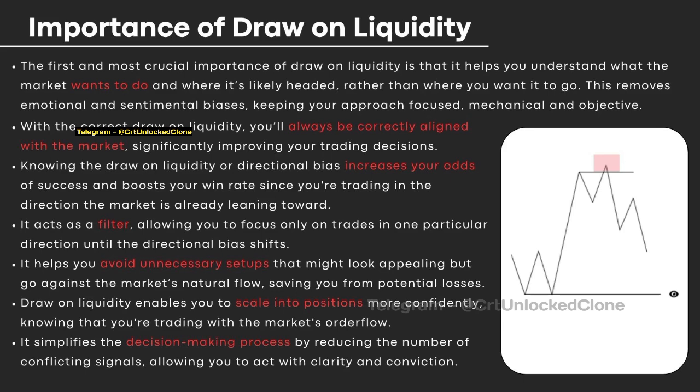Drawn liquidity and directional bias act as a filter for you, right? And it allows you to focus only on the trades in one particular direction, the direction of the drawn liquidity, until there is a change in the market dynamics and the directional bias shifts, right? This way, for a specific period of time, you'll avoid and filter out half of the market movements, which would be deemed inaccurate or lower probability for you since they are in the counter direction.